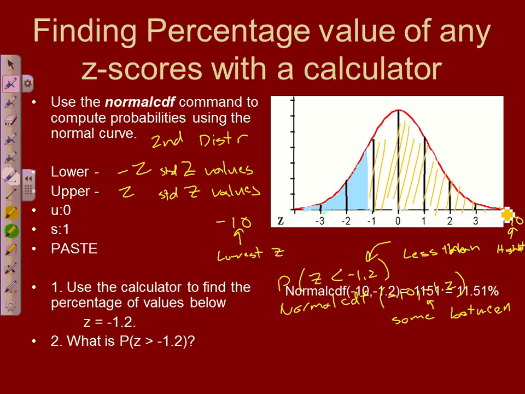I know it's going to be easy to find because it'll just be the remainder of the area, 100 minus this area, 11.5. But you guys can figure it out. What is the probability of your data being greater than negative 1.2? There you go, 88.5%, 88.49%.